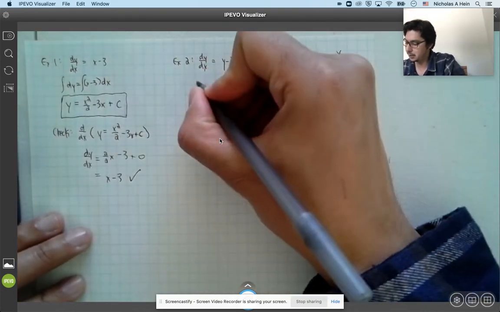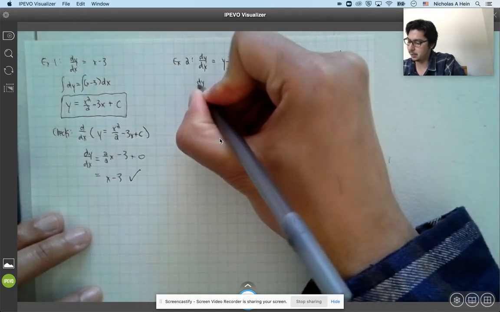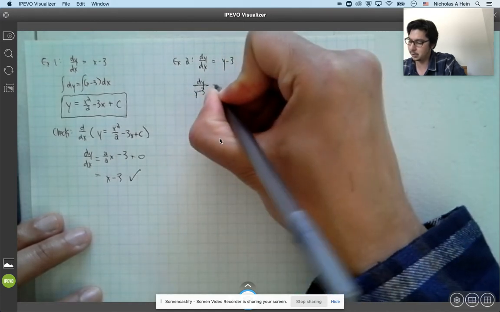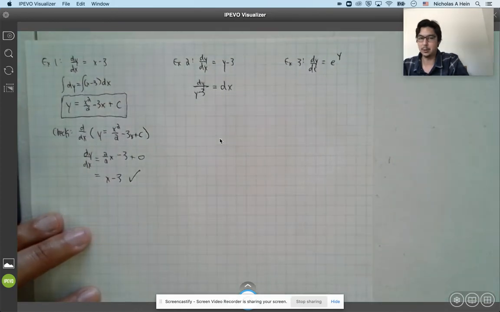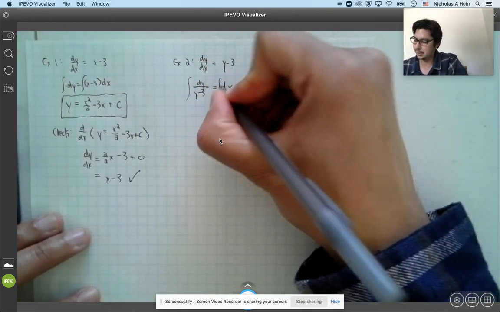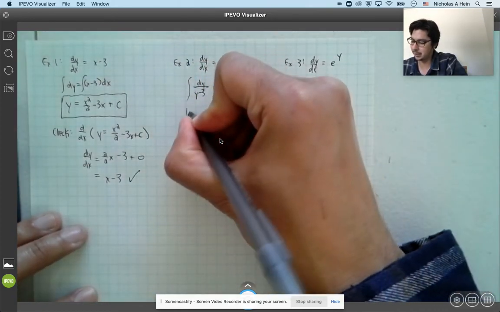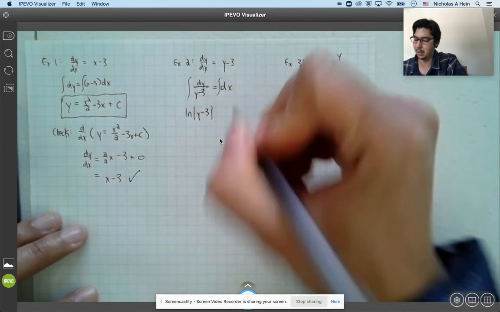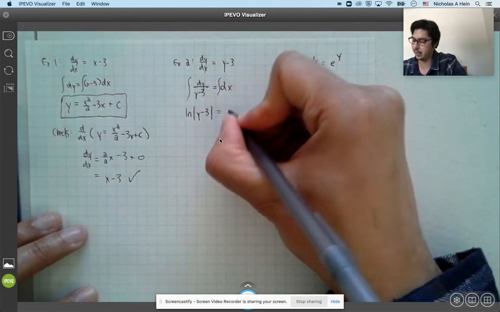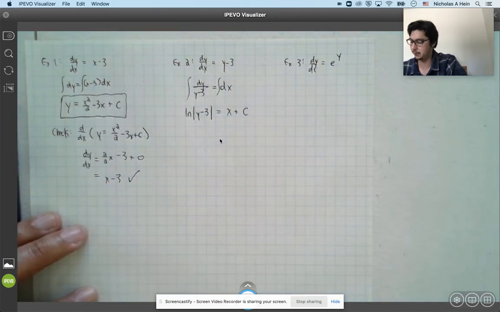But this one here, separating variables, we'd have dy, and we're going to have to divide by that y minus 3 to both sides, equals dx. Integrating both sides, the integral of 1 over y minus 3 is going to be the natural log of y minus 3 is equal to x, and then plus that constant c.